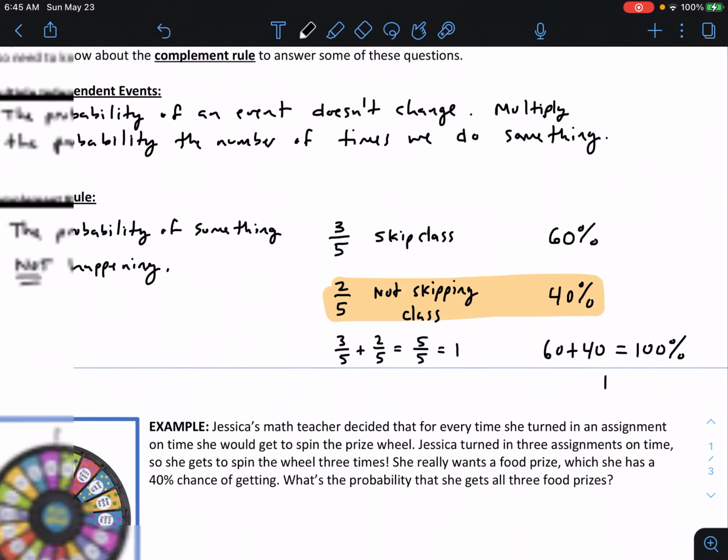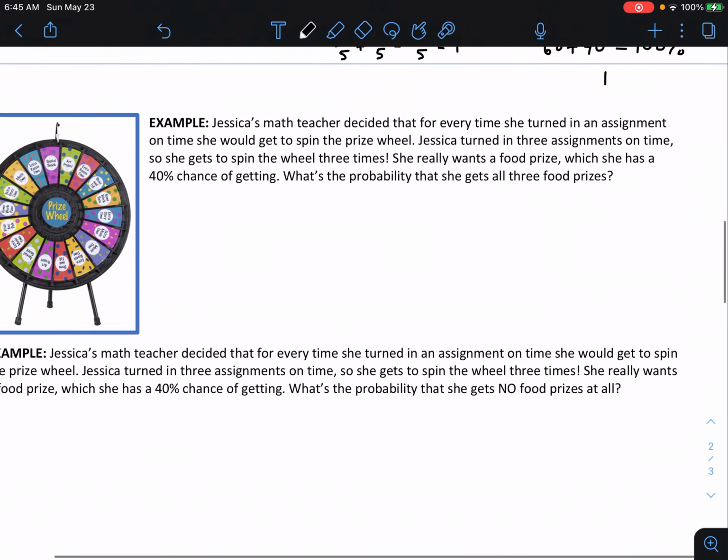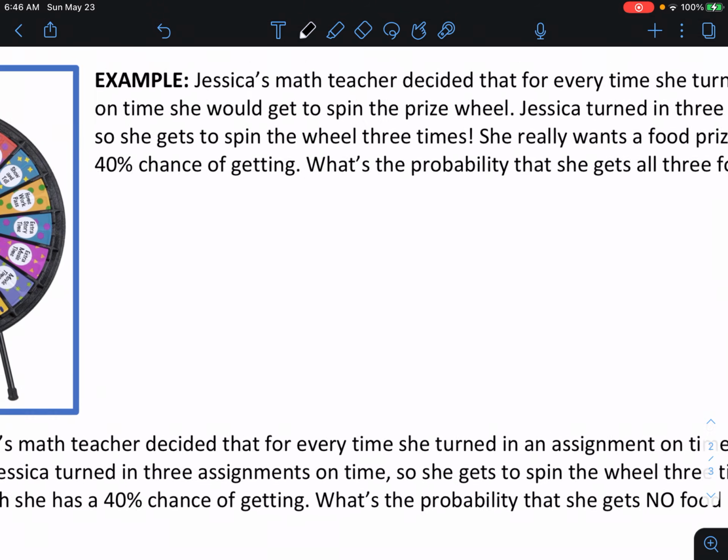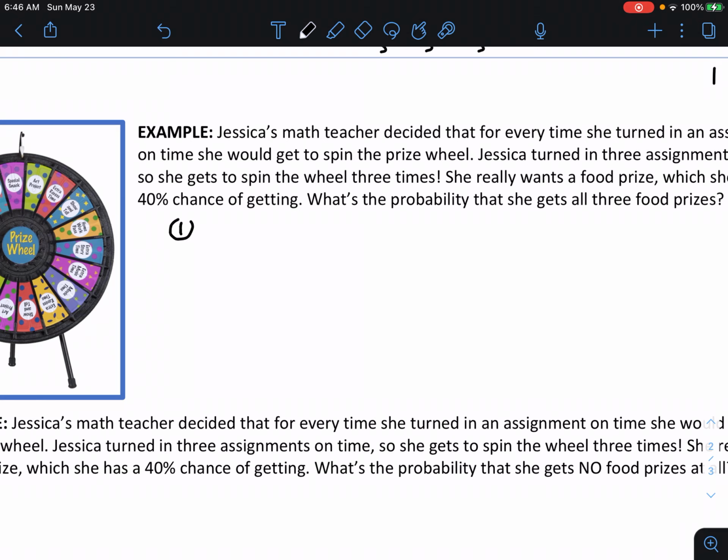We'll look at a couple of examples, and I think this will help explain what I'm talking about. In this example it says Jessica's math teacher decided that for every time she turned in an assignment on time, she would get to spin the prize wheel. Jessica turned in 3 assignments on time, so she gets to spin the wheel 3 times. She really wants a food prize, which has a 40% chance of getting. What's the probability that she gets all 3 food prizes? So she's going to spin the wheel 3 times.